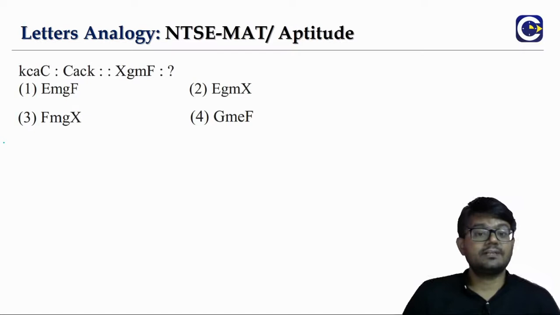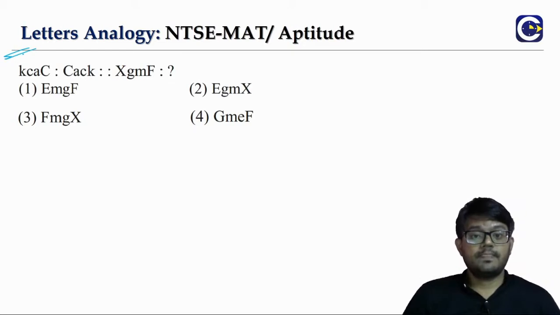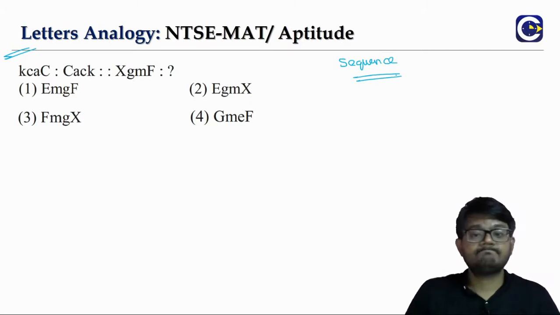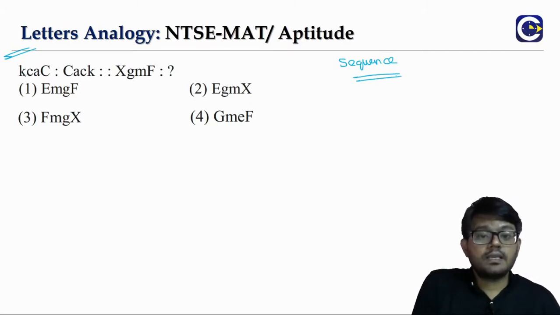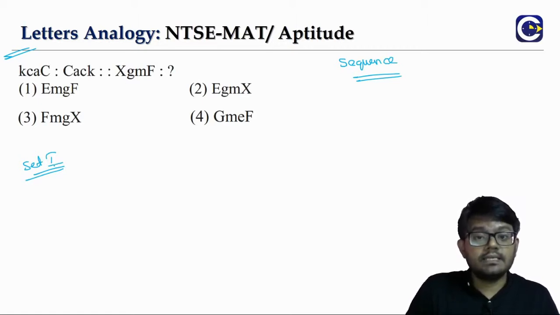Let us go to the next one. Here we don't have a single letter. We have a combination, or we can say a sequence. Again, same thing. Set 1: you have to find the relation, and use that to find the missing sequence in set 2.